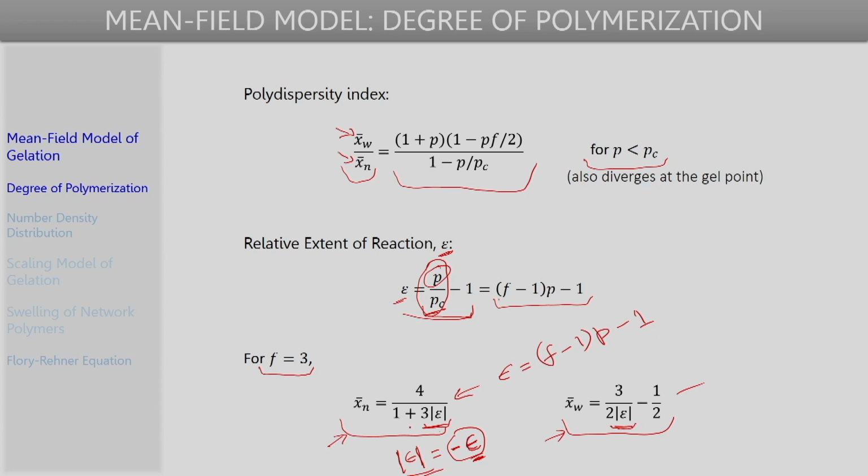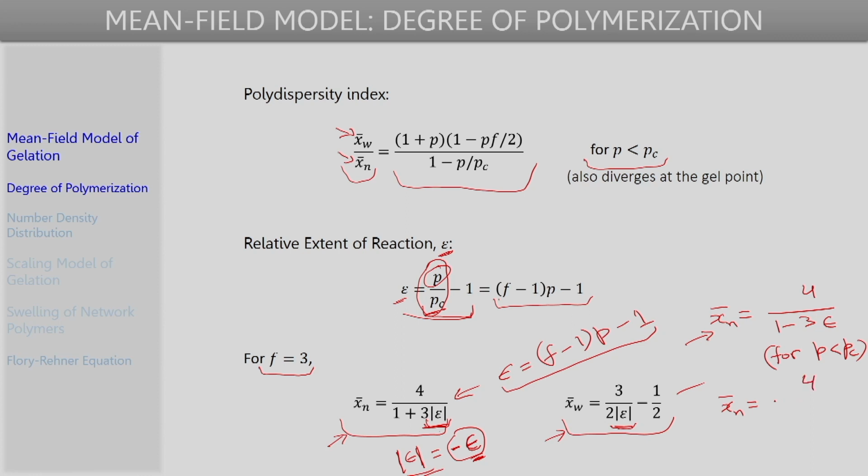So, if we let x n bar be equal to 4 over 1 minus 3 epsilon for p less than p c. So, we are below the gel point, that is why we have used minus epsilon in place of the absolute value of epsilon here. And if we substitute this expression, then x n bar, upon simplification, we will get to be the same as what we got in the previous slide.